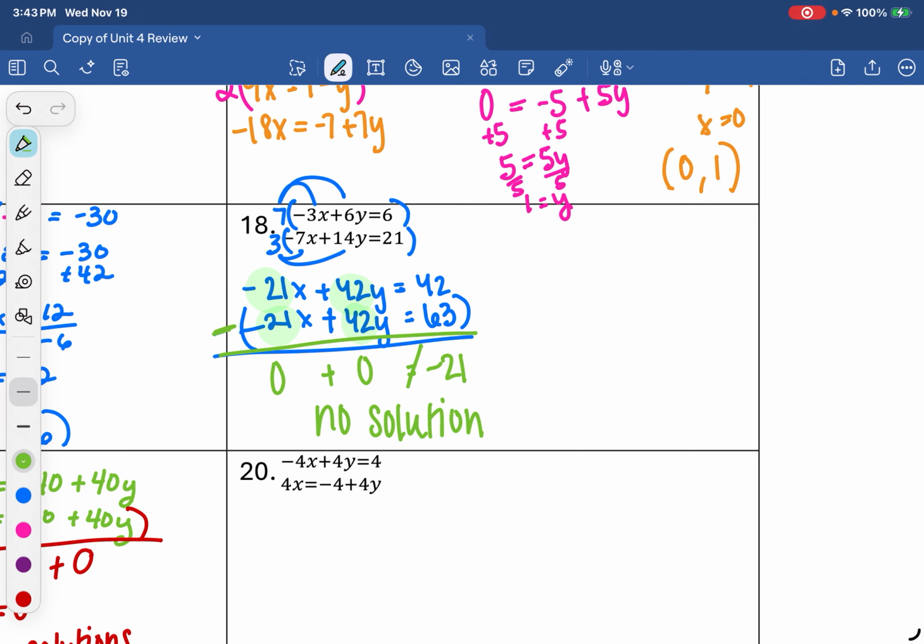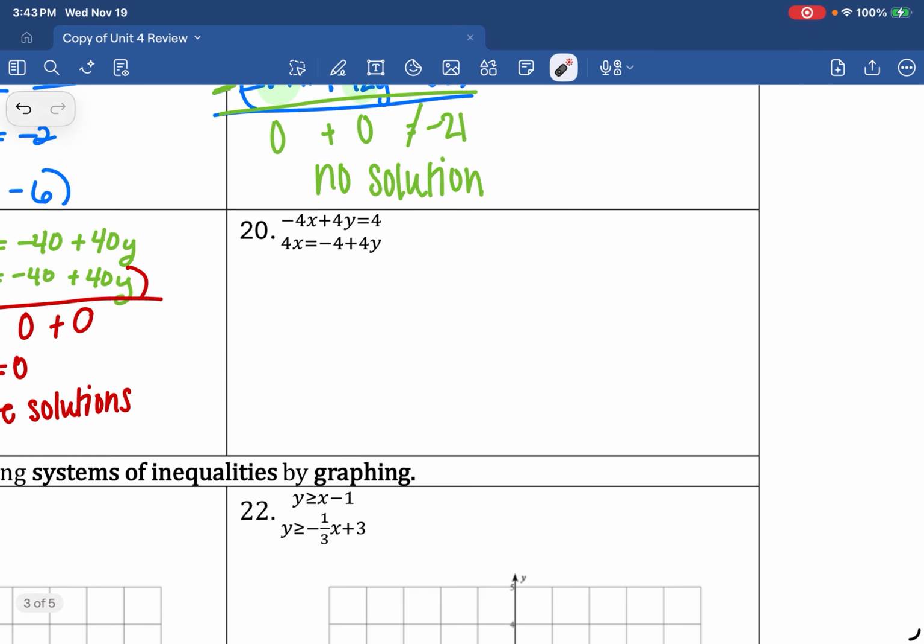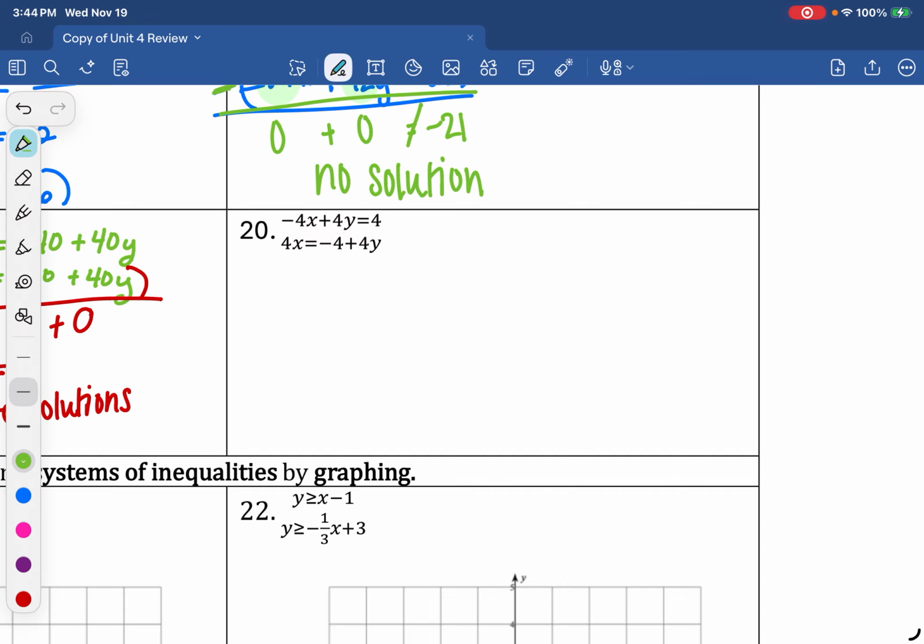Now we're going to look at number 20. So check to see if they're lined up. They are not. As you can see, our equal signs are all over the place. So are our y's. So we're going to make the bottom equation match the top. How I'm going to do that is I'm going to subtract 4y on both sides. So we get negative 4x plus 4y equals 4. Then we have positive 4x minus 4y equals negative 4.